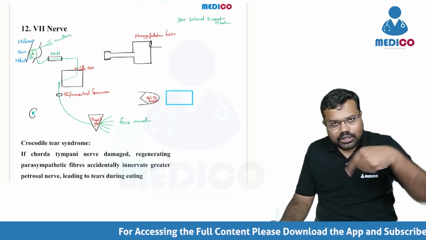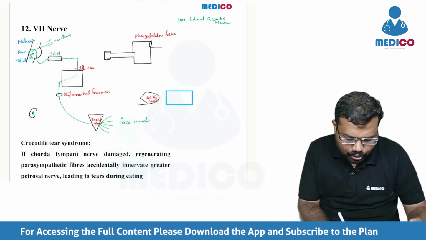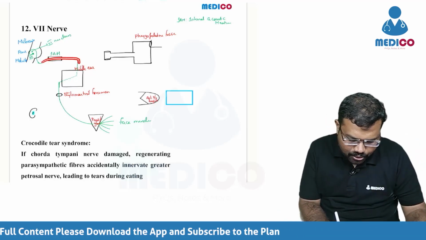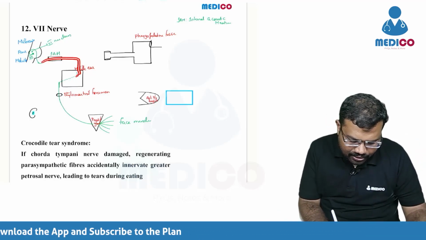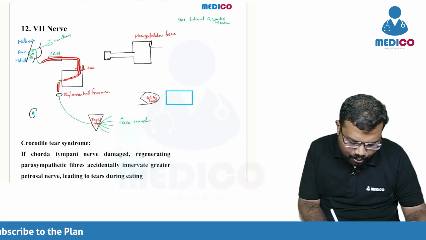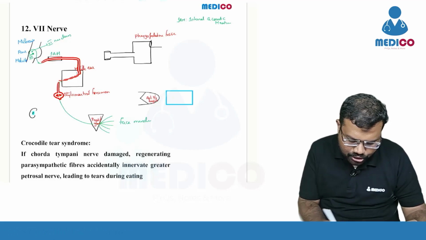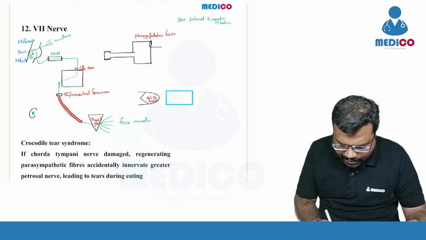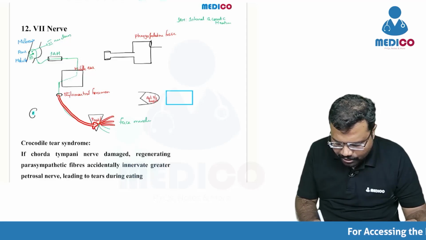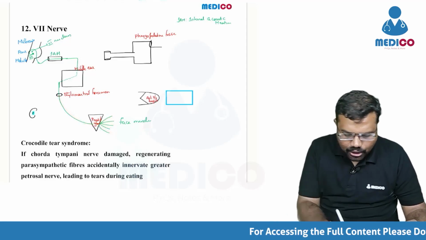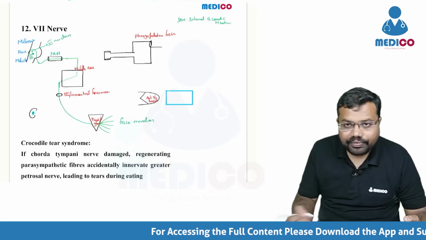So this is the starting point and this is the ending point. The starting point is in the pons, winding around the sixth nucleus to come through the internal acoustic meatus, to descend along the middle ear, through the medial wall and then the posterior wall of the middle ear, to exit through the stylomastoid foramen. Then it pierces the parotid gland and divides into 5 terminal branches to supply the facial muscles.